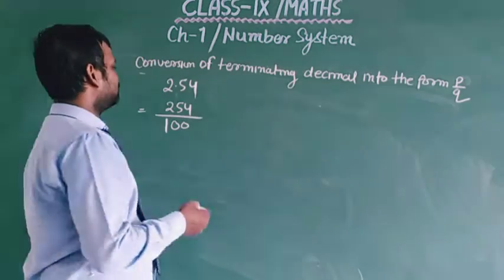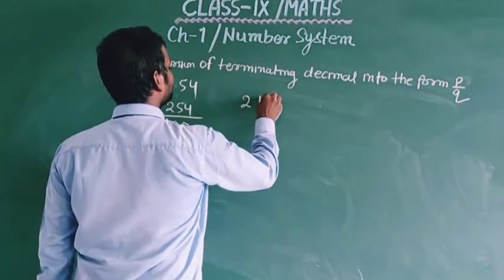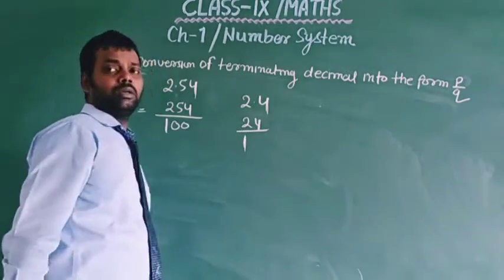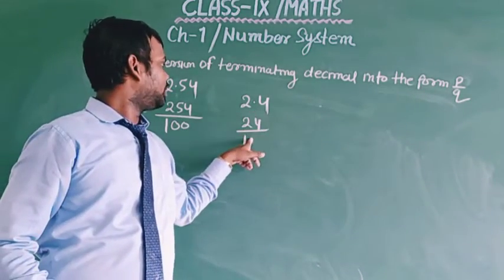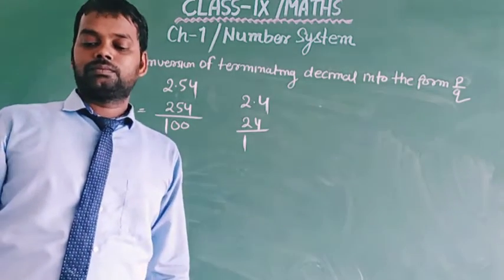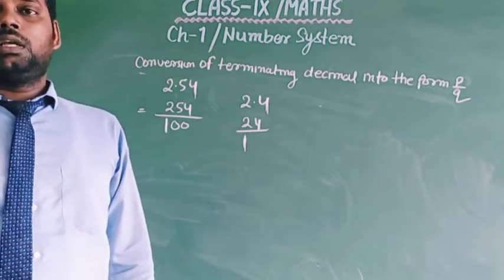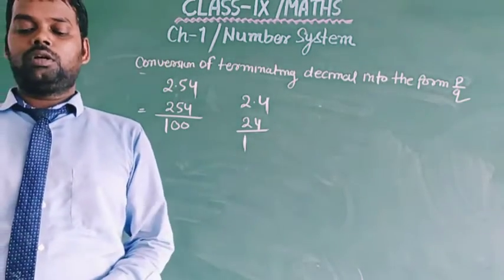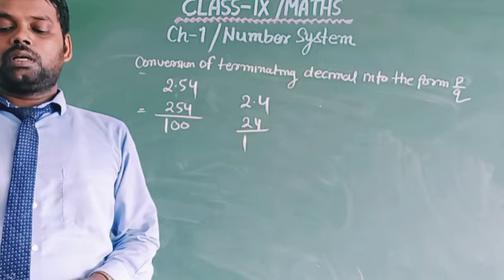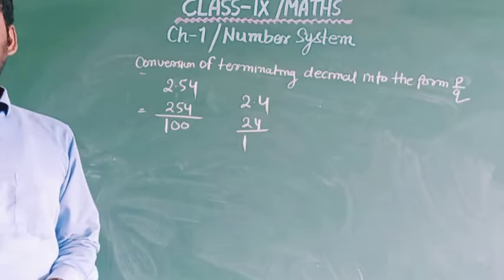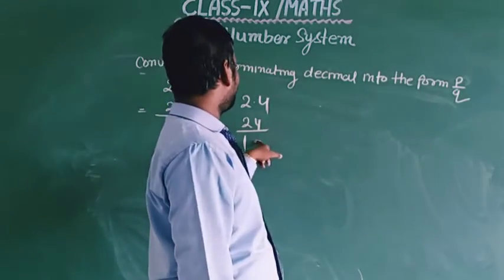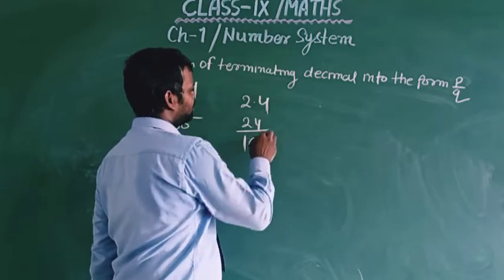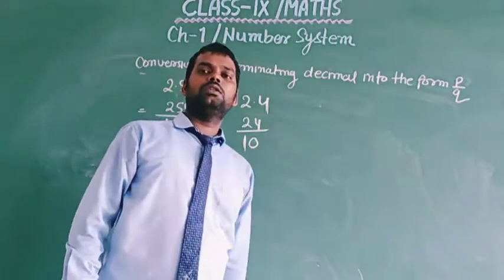And also, let this be 2.4. First write 1 in the denominator, and put 0s on the right-hand side as the number of digits after the decimal point. Here there is 1 digit after the decimal point, so write 1 zero.